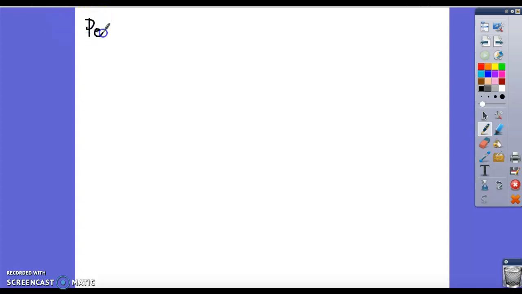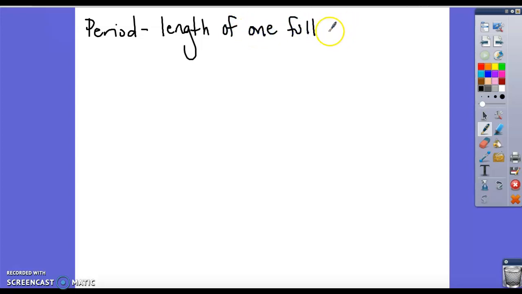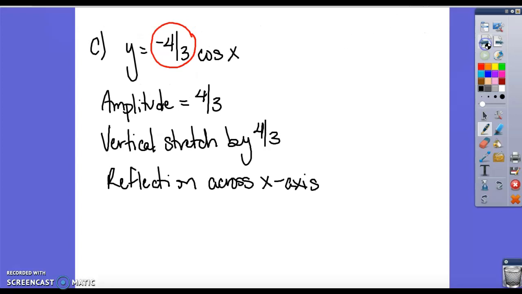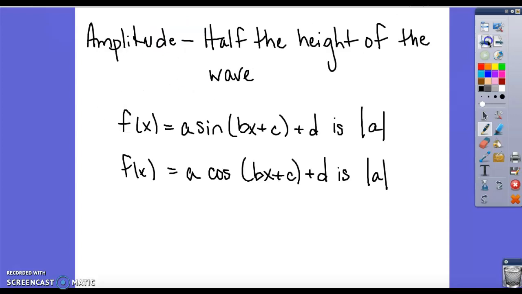Okay, the next thing we're going to talk about is the period of the sine and cosine function. The definition of the period is the length of one full cycle of the graph.